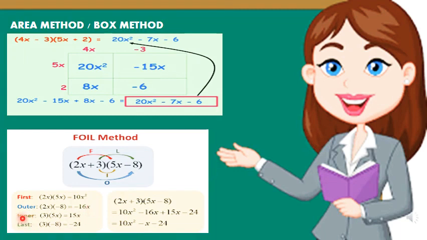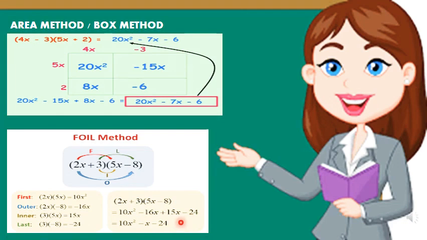Then inner. So I is the first letter, isn't it? So what did you mark as I here? That is inner terms, 3 and 5x. So 3 and 5x you are going to multiply. So it is going to be 15x. Likewise, last terms in both the binomials. 3 into minus 8 is minus 24. Now you will be writing all these 4 answers, whatever you got as products, like this. 10x square minus 16x plus 15x minus 24.